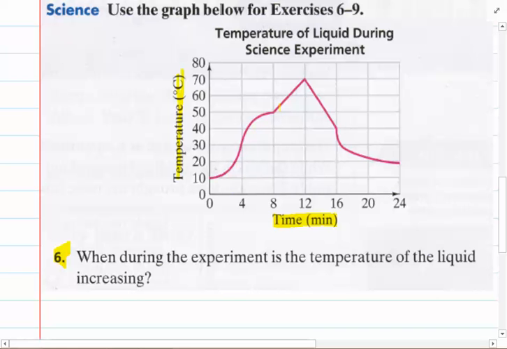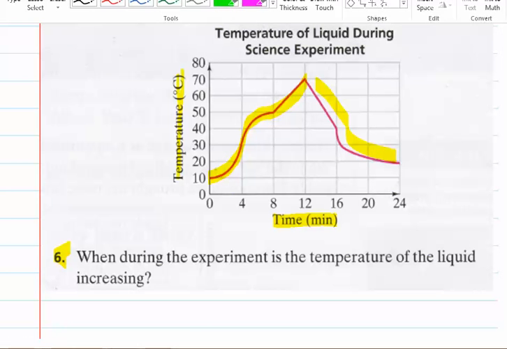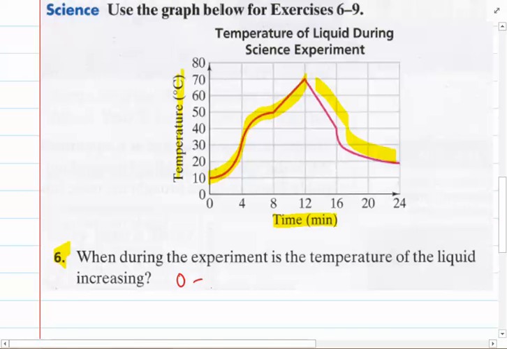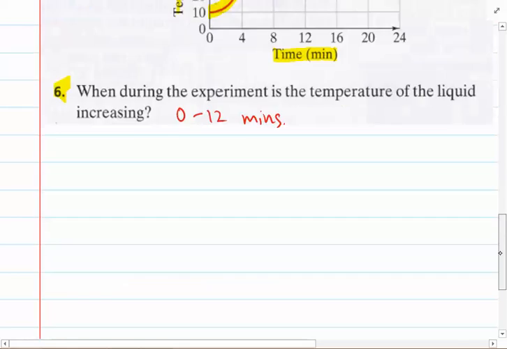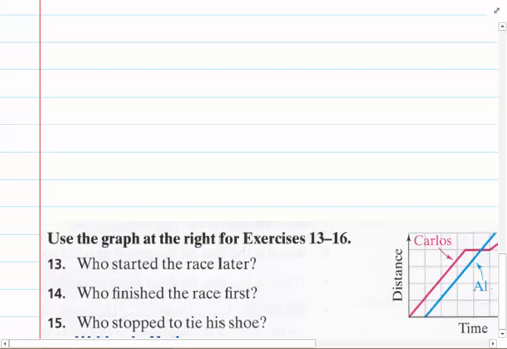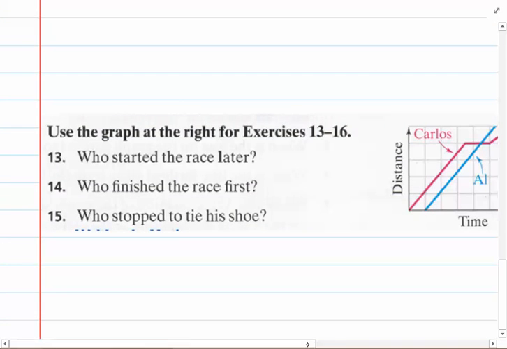So this red graph here represents the temperature of the liquid. So you can see that from 0 minutes, your temperature is going up. As soon as it hits 12 minutes, temperature goes down for whatever reason. So to answer this problem, between 0 and 12 minutes, your temperature is going up. Okay, let's look at this other graph here.